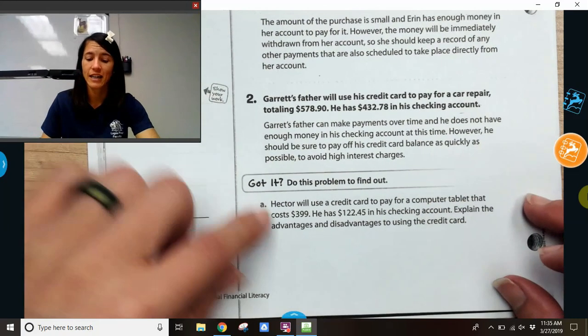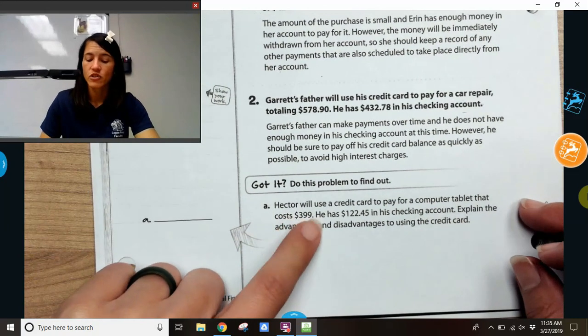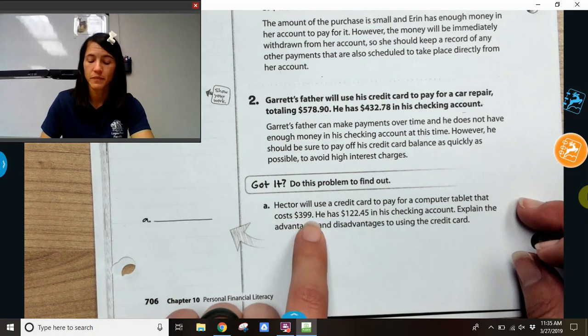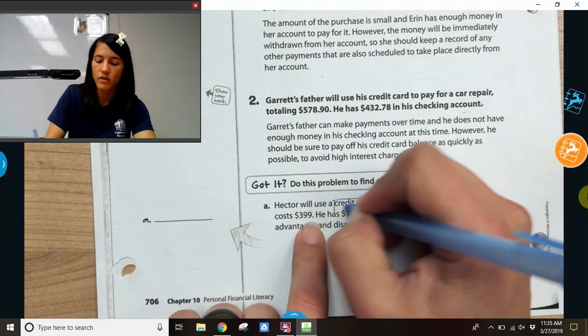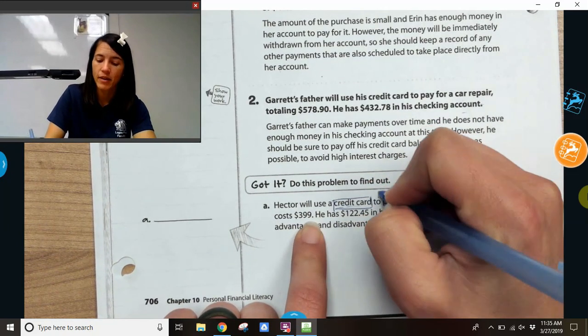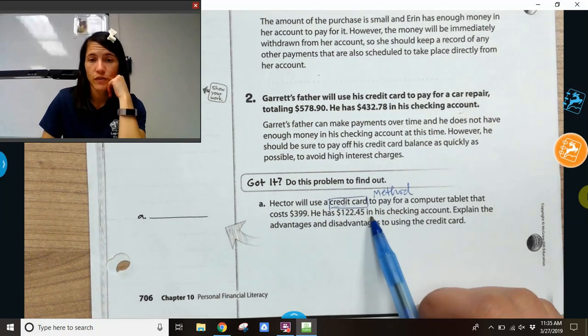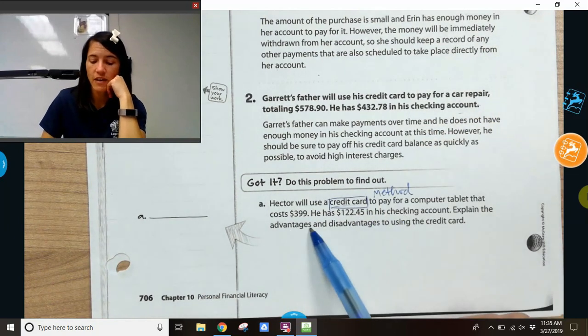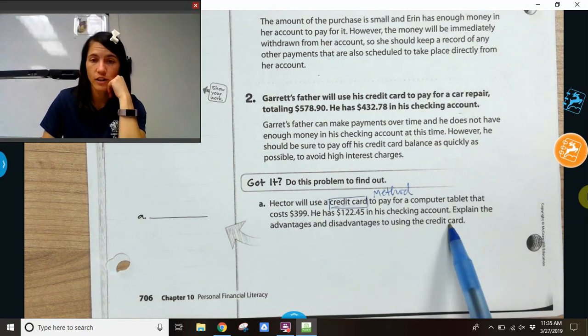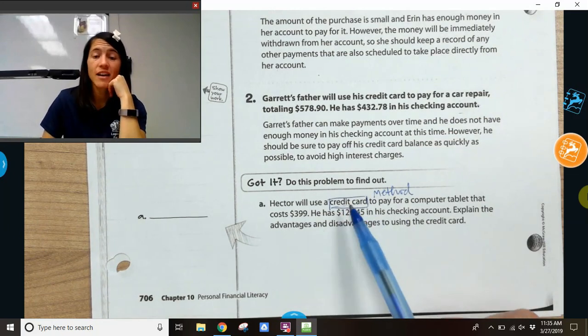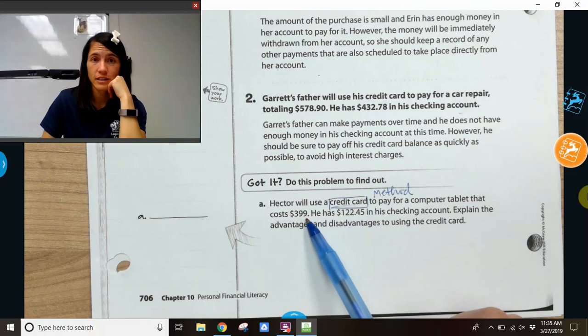So let's go to the Got It at the bottom. Hector will use a credit card to pay for a computer tablet that costs $399. So he's using a credit card. So there is his payment method. He has $122.45 in his checking account. Explain the advantages and disadvantages to using a credit card. Now, he has some money, but does he have enough to pay for the tablet? And the answer is no, he doesn't have enough. He doesn't even have half the amount that he needs to pay for the tablet.